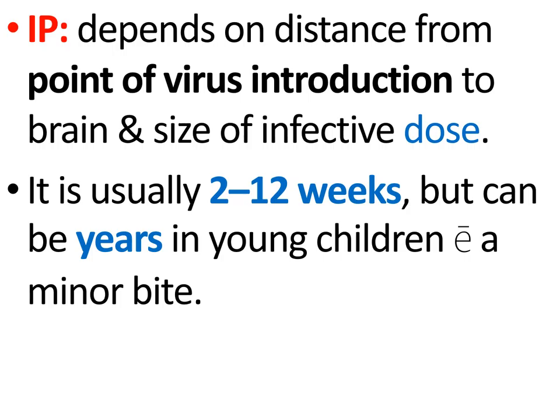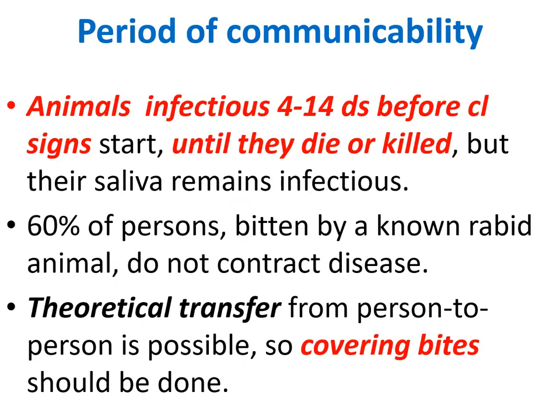Incubation period depends on distance from the point of virus introduction to the brain and size of the infective dose. It is usually 2 to 12 weeks, but can be a year in young children with a minor bite. Period of communicability: animals are infectious for 4 to 14 days before clinical signs start until they die or are killed, but their saliva remains infectious. 60% of persons bitten by a non-rabid animal do not contract disease. Theoretical transfer from person to person is possible, so covering bites should be done.